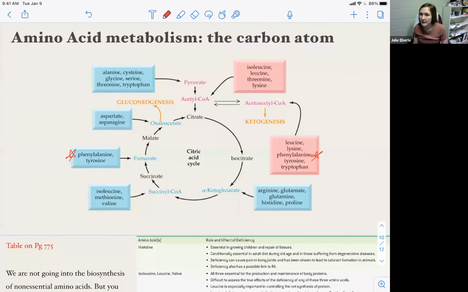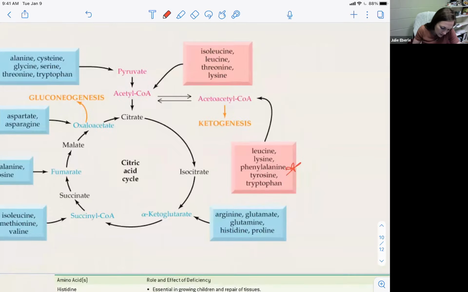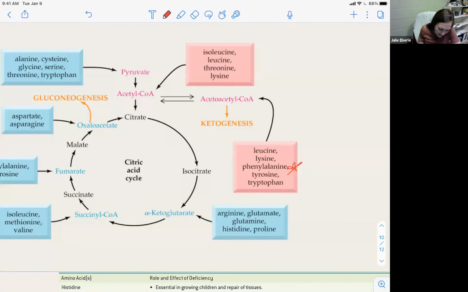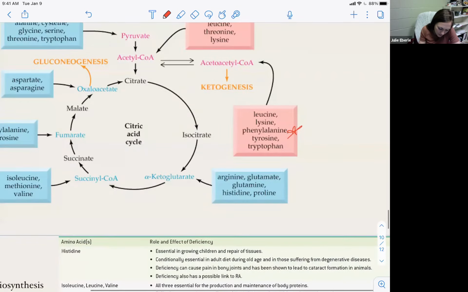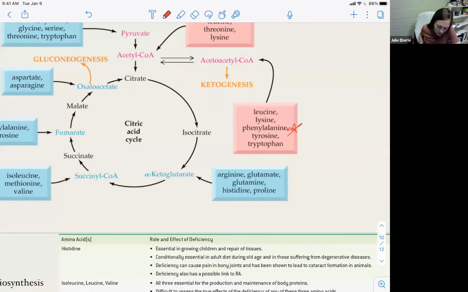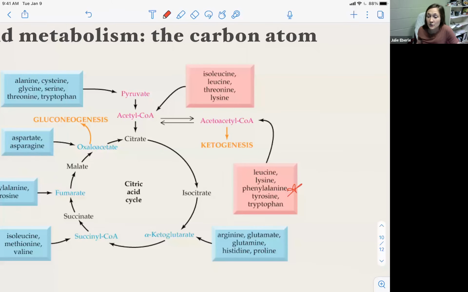So let's talk about the pink amino acids in the pink boxes. So isoleucine, leucine, threonine, and lysine, and then also down here you have leucine, lysine, phenylalanine, tyrosine, tryptophan. These can all be converted, via pathways that we're not going to talk through, to either acetyl-CoA or acetoacetyl-CoA, which is just a derivative of acetyl-CoA.